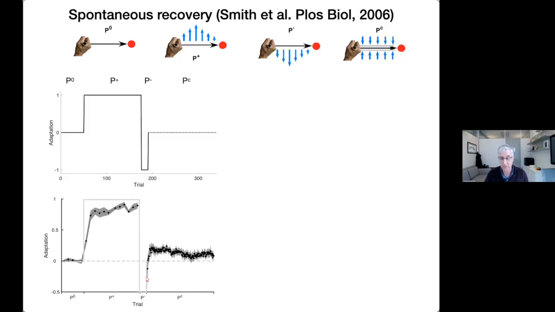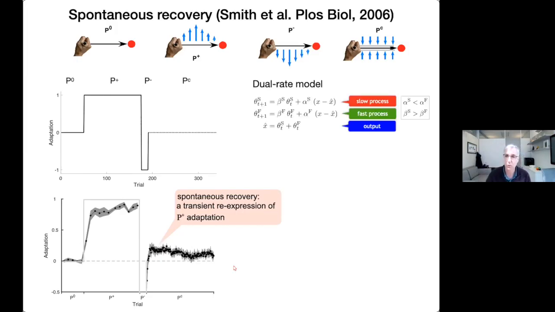Actually, in this case, for this group of subjects, after de-adaptation, they were actually negative in the force they produce. So you might think they would just drift back to 0. But actually what they do is show spontaneous recovery. They transiently re-express the P+ adaptation before decaying away again. Okay? And there's a classic model which has been used to explain this result called the dual rate model.